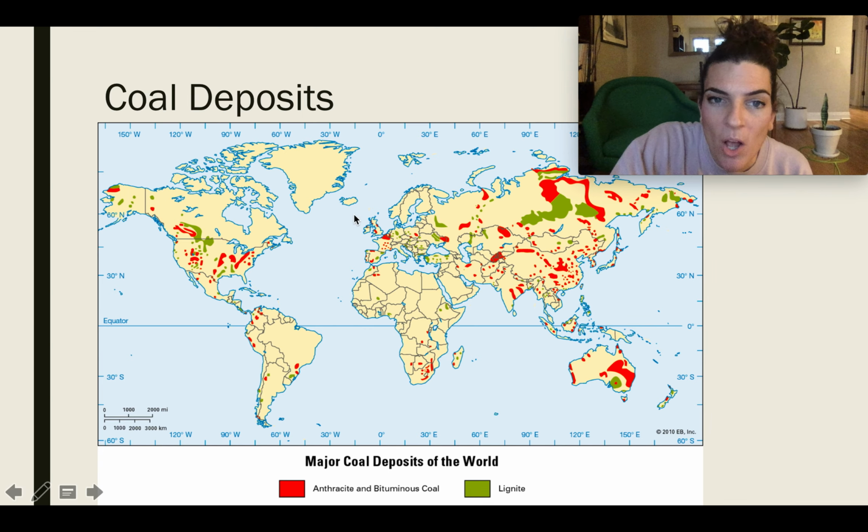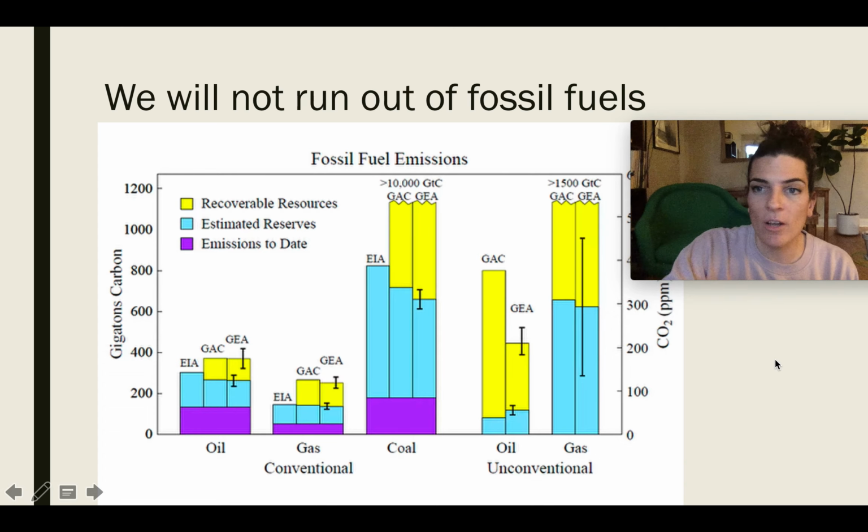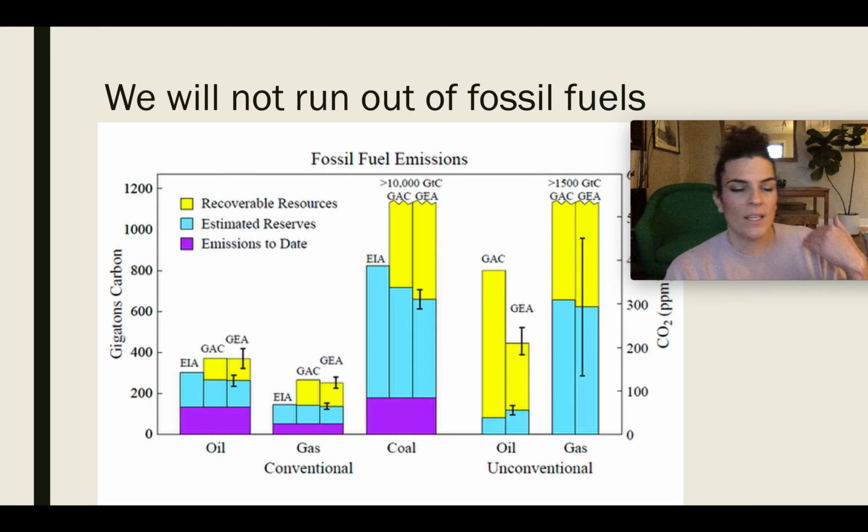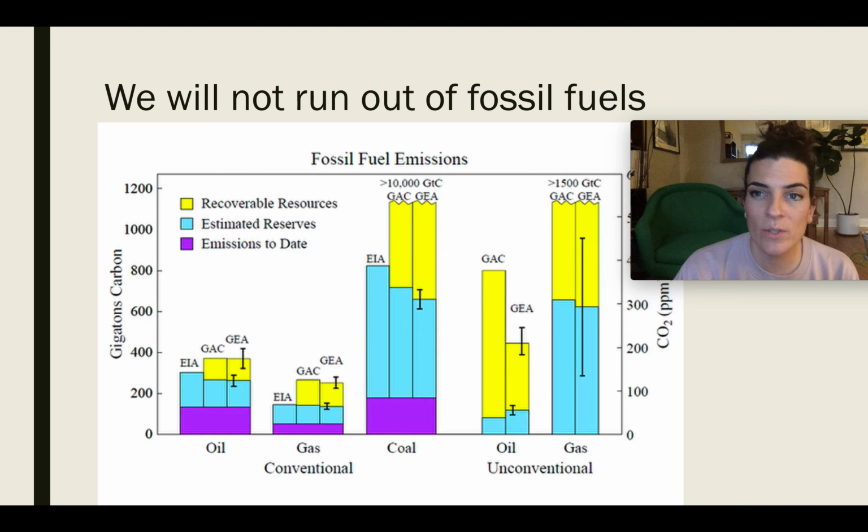The thing that I want you to remember is that we will not run out of fossil fuels. This map here shows the amount of fuel that we've used in the purple to date. The amount that we've got in reserve is in the blue, and the amount that we think that we can recover to reuse is in the yellow. And you can see that for conventional methods, we still have quite a bit of oil on reserve or recoverable, quite a bit of gas, quite a bit of coal.